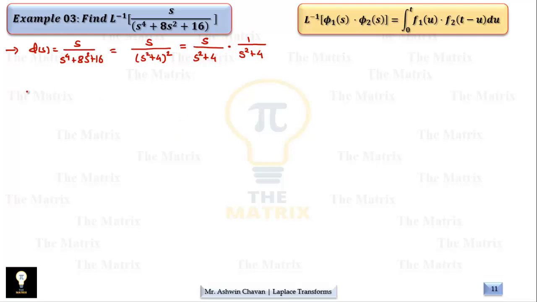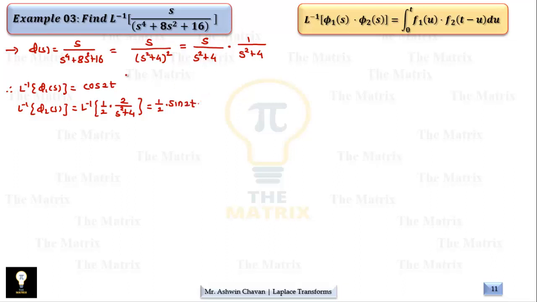Okay, now we have L inverse of the first function, that is phi 1 of s. It's very easy: L inverse of s upon s square plus 4 is cos 2t. The value of a is 2 here. And L inverse of phi 2 of s: since the numerator is a constant, which constant do we want? a, in s square plus a square. The value of a is 2 here, so we put 2 here. So it will be L inverse of 1 by 2 into 2 upon s square plus 4. That's why it comes to half sine 2t.